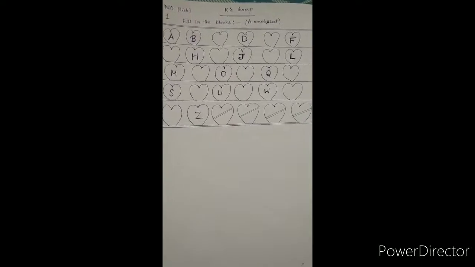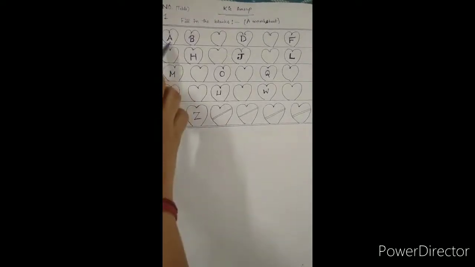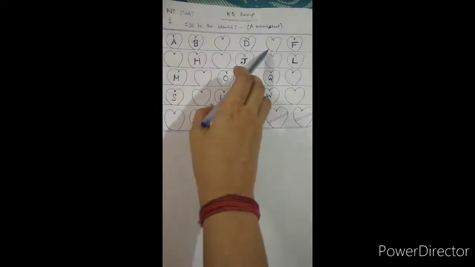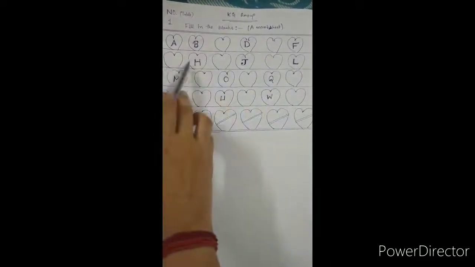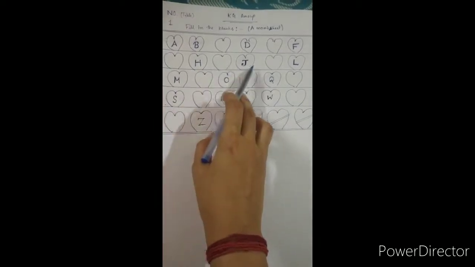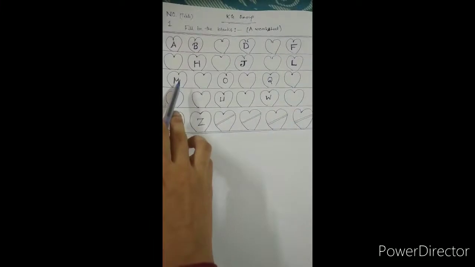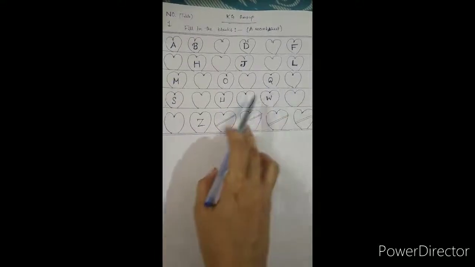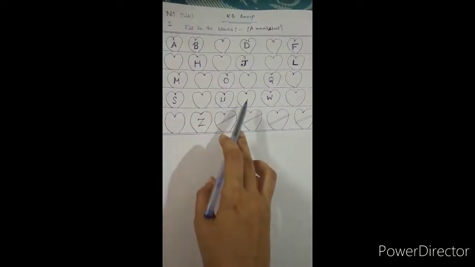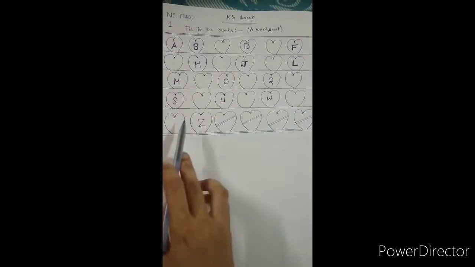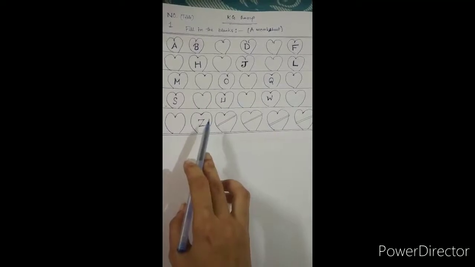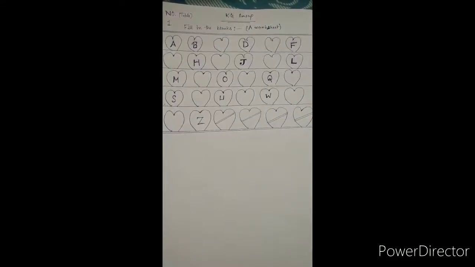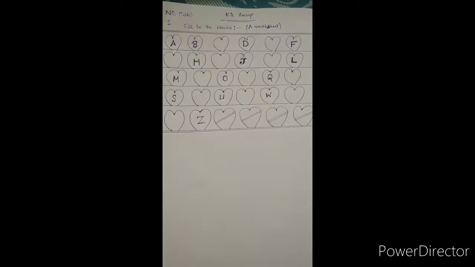Here we can see that from the very first, here is A, B, blank, D, blank, F, blank, H, blank, J, blank, L, M, blank, O, blank, Q, blank, S, blank, U, blank, W, blank, blank, and the last one is Z. Here are 26 alphabets, but there are some missing letters.